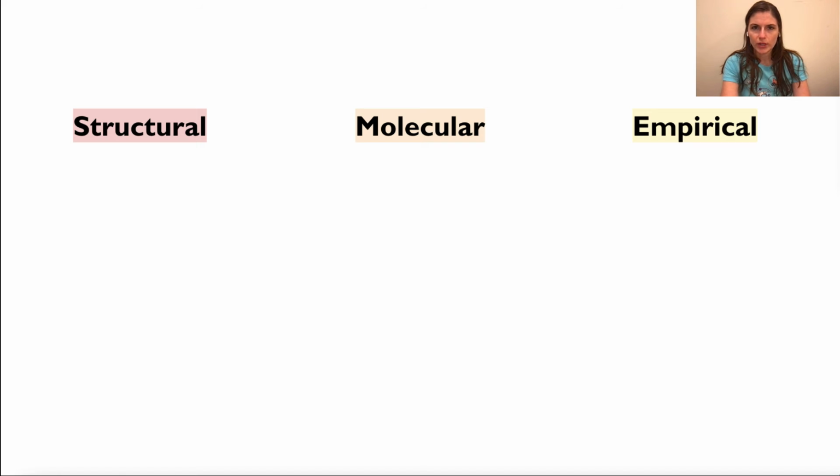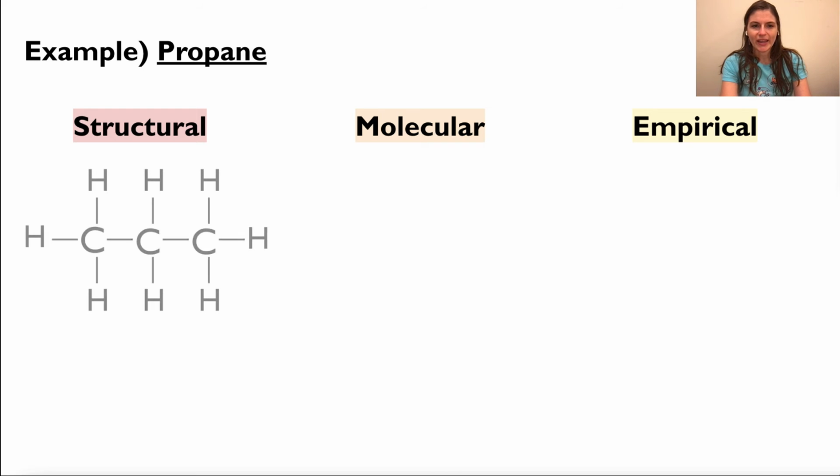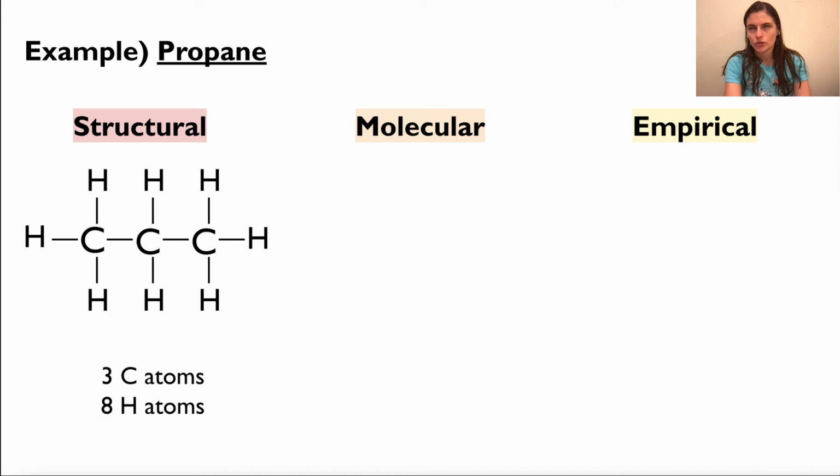Propane is 3 carbons single bonded to each other in a chain, and then each of the end carbons are bonded to 3 hydrogens, and the carbon in the middle is single bonded to 2 hydrogens. That's the structural formula. So I count 3 carbon atoms and 8 hydrogen atoms, meaning my molecular formula will be C3H8. So let's think, C3H8, a 3 to 8 ratio.